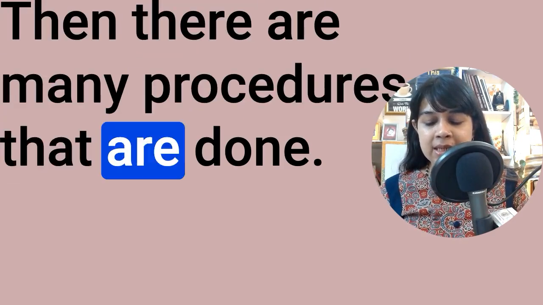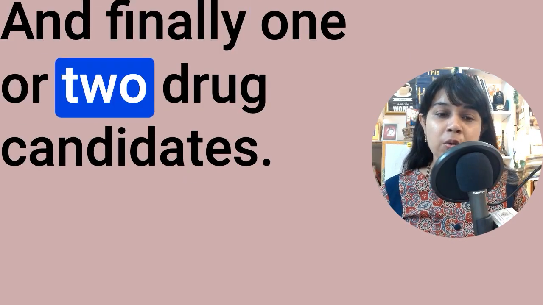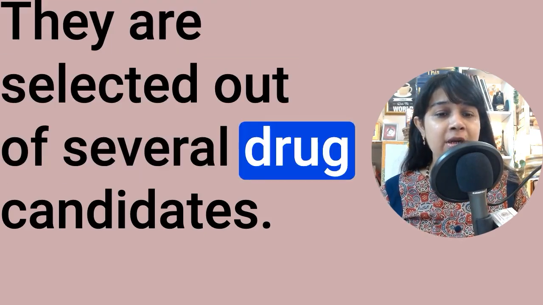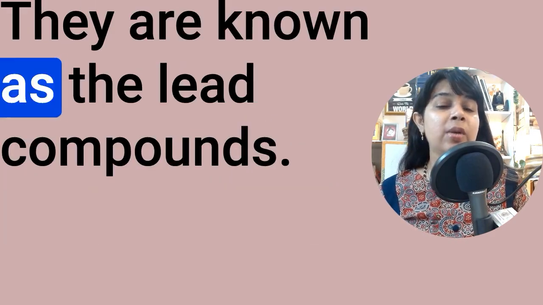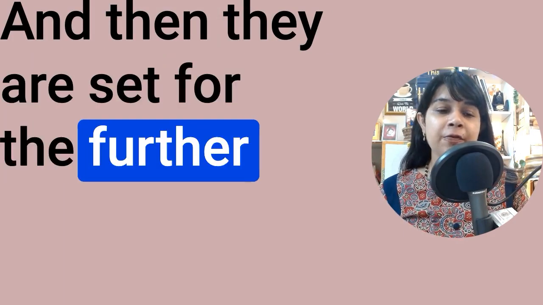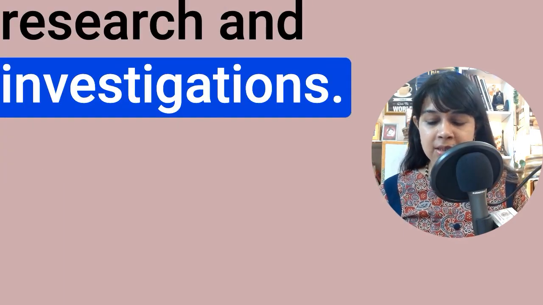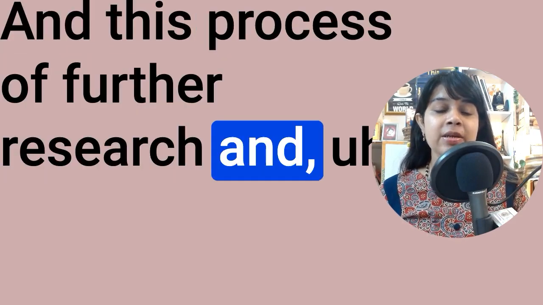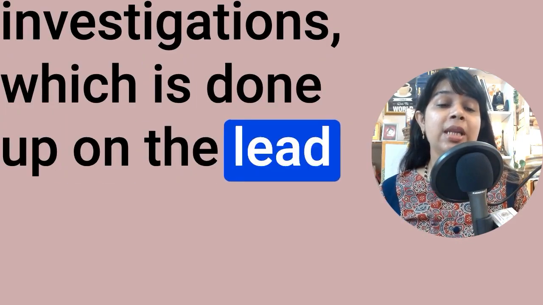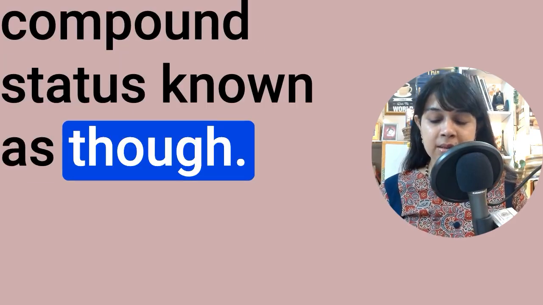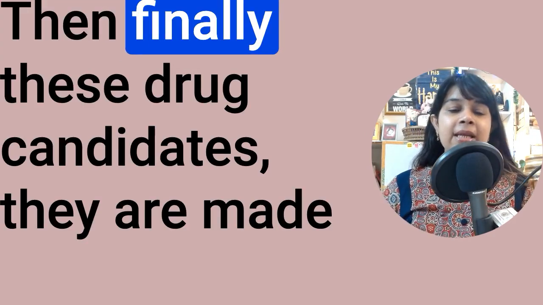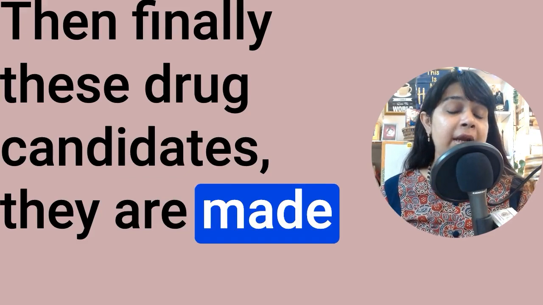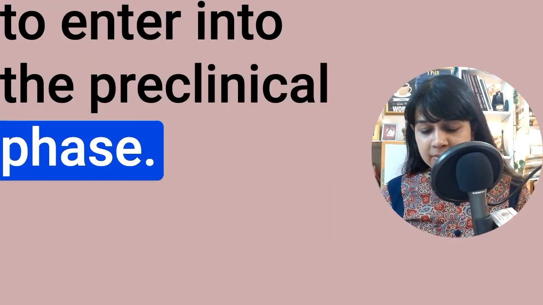Then there are many procedures that are done, and finally 1 or 2 drug candidates are selected out of several drug candidates, and these are known as the lead compounds, and then they are set for further research and investigations. This process of further research and investigations done upon the lead compounds is known as lead optimization. Then finally these drug candidates are made to enter into the preclinical phase.